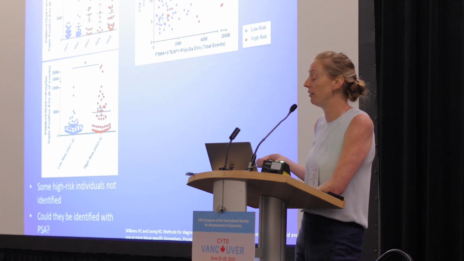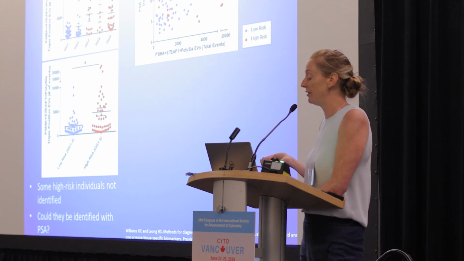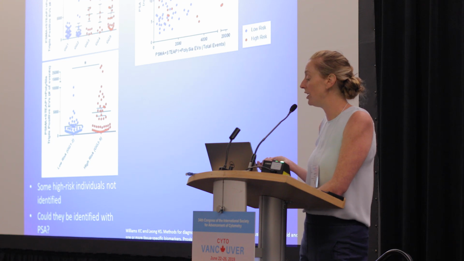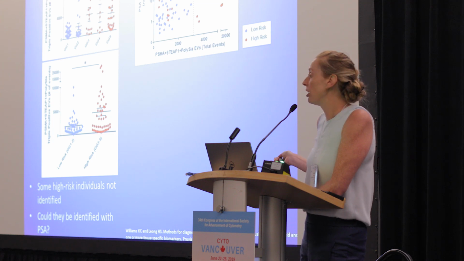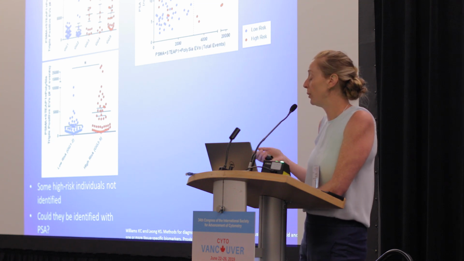And so you can see here that if we look at the level of PSA in relationship to the level of our total EVs, we can really start to group people. So we can say, here's our low-risk people as determined by their triple positive levels. And up here, where we have either high PSA or high triple positive, these people are high risk. So you can start to see that grouping there.